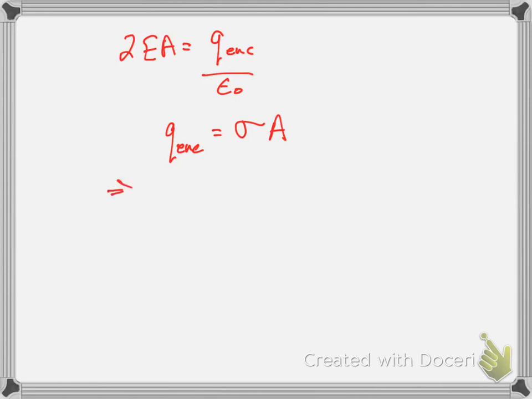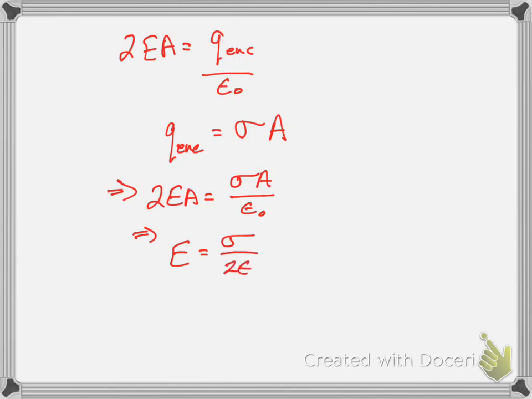So Gauss's law tells us that 2EA equals sigma A over epsilon 0. And so E, the electric field due to the sheet, is equal to sigma over 2 epsilon 0. Make sure you understand that's the electric field above or below the sheet.